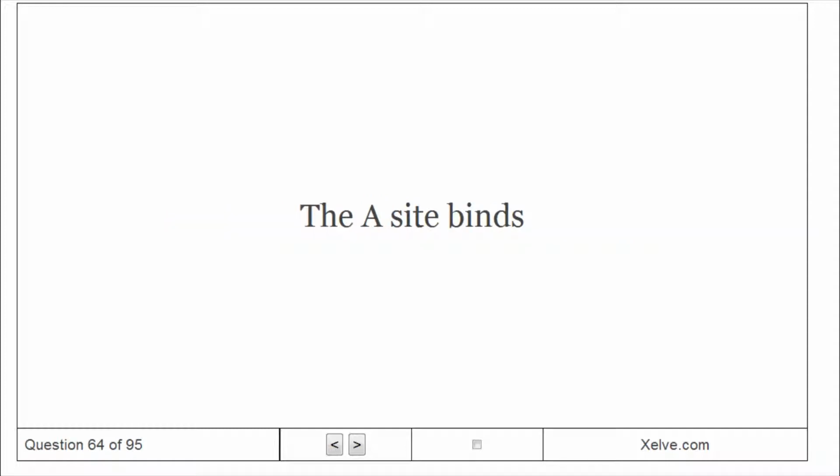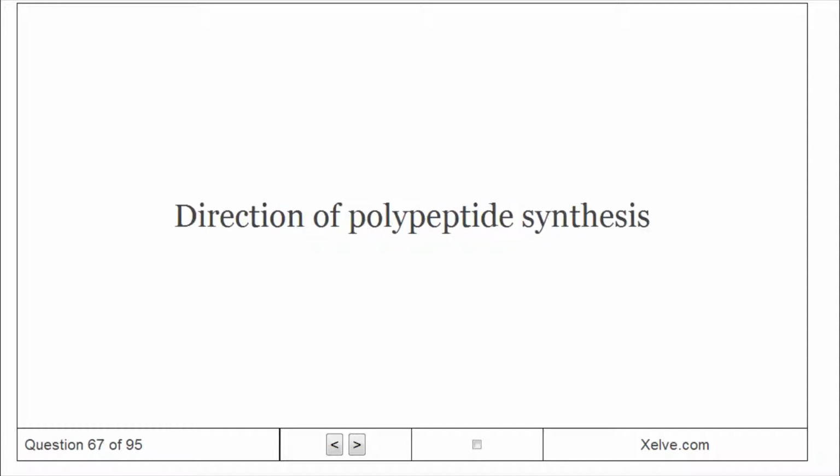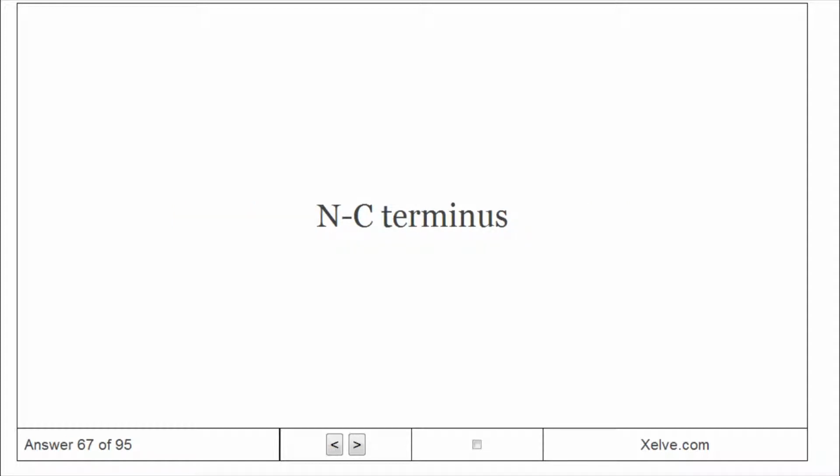The A site binds aminoacyl tRNA. The P site binds peptidyl tRNA. The E site binds deacylated tRNA. Direction of polypeptide synthesis: N-terminus to C-terminus.